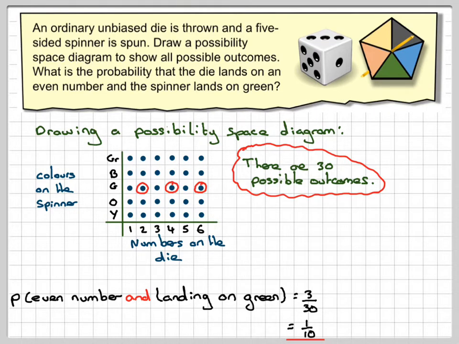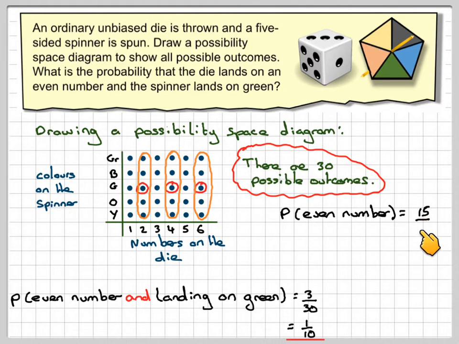Now, the fact that I get an even number on the die is independent of getting a green on the spinner. This one will not affect the outcome of this one or vice versa. So therefore the events are said to be independent. So the probability of getting an even number, if we use the grid, is going to be those, and those. So that's going to be 15 out of 30. That cancels down to a half.